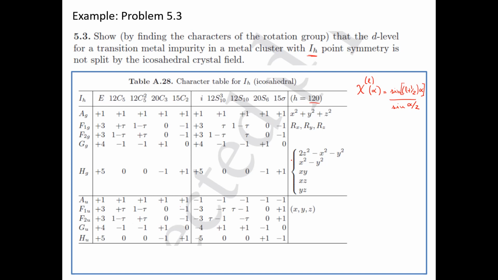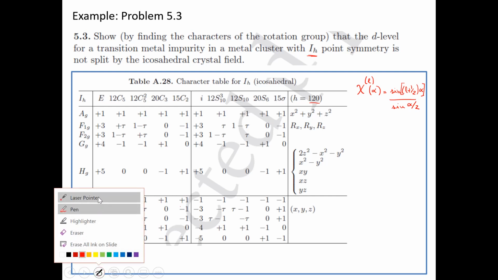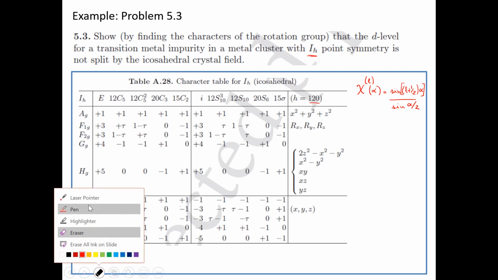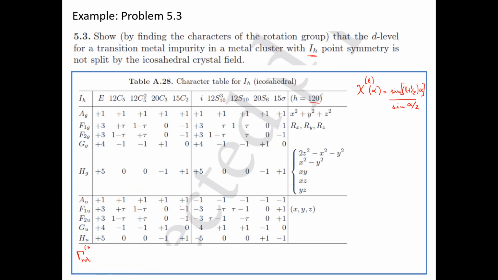Okay, so let's write here then for the different classes of the group the characters for the representation gamma L, in this case L equals 2, right? So this is the same that we considered last time. For the identity, we have seen that already. This is equal to 5 because it's the degeneracy of the D levels.